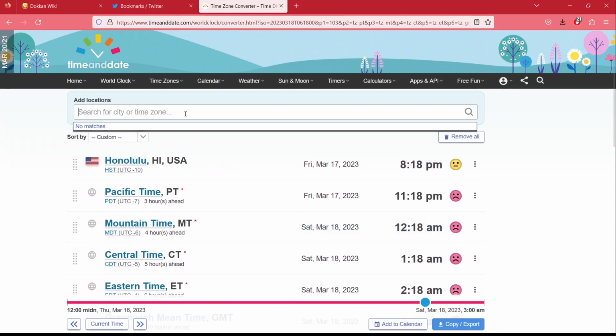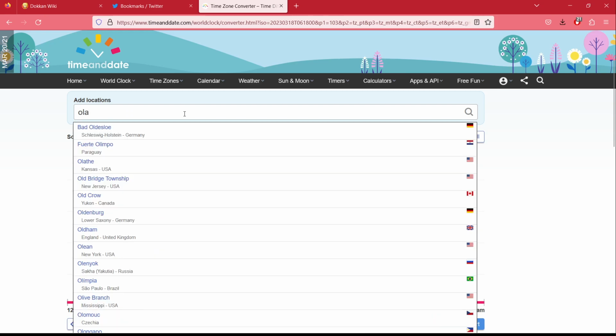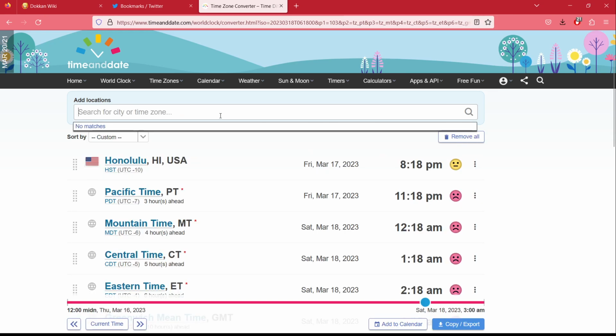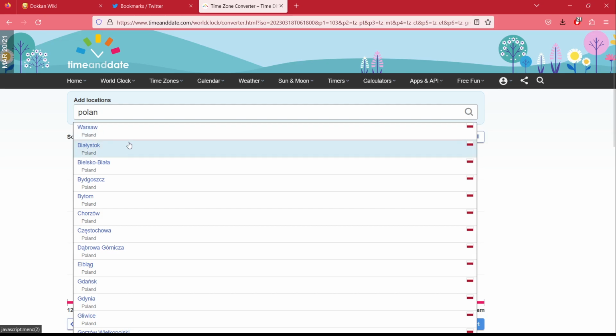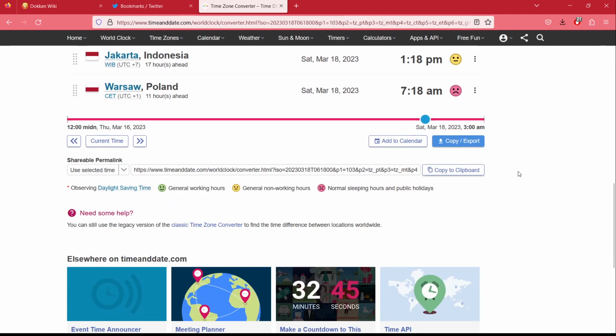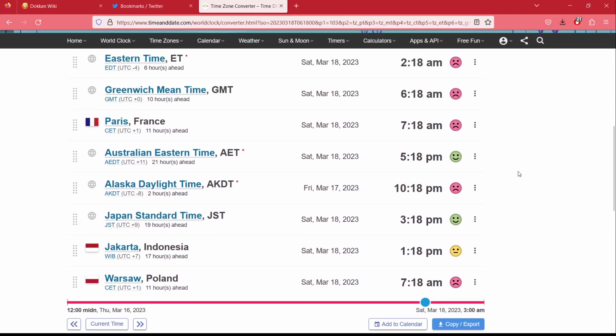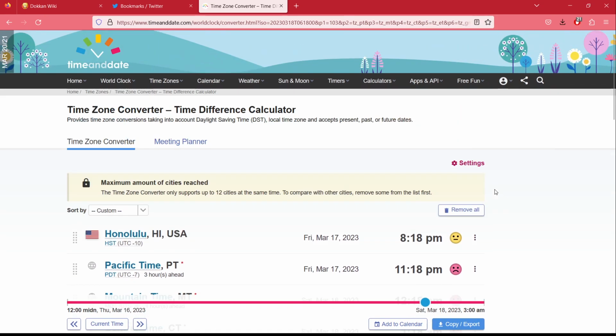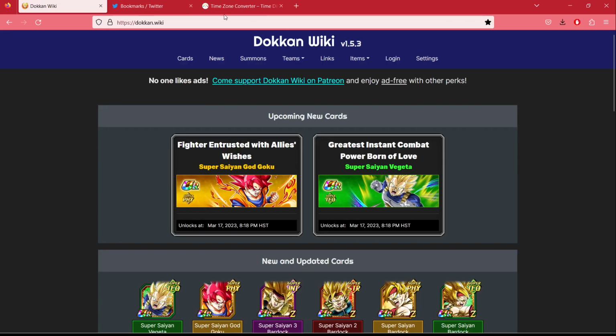If you were in, let's go somewhere else in Europe. I think I have a few of you guys from Poland here. I remember talking to one or two of you guys in the comments. We are looking at a 7:18, so same as France, so not too bad. So again, it's a very easy tool to use, very, very helpful for figuring out different time zones. I use it a lot, not just for YouTube, but IRL work as well, so it's pretty useful. Hopefully this helps you guys out. Hopefully this helps you figure out when this banner and the God Goku are dropping in your relative time zone.